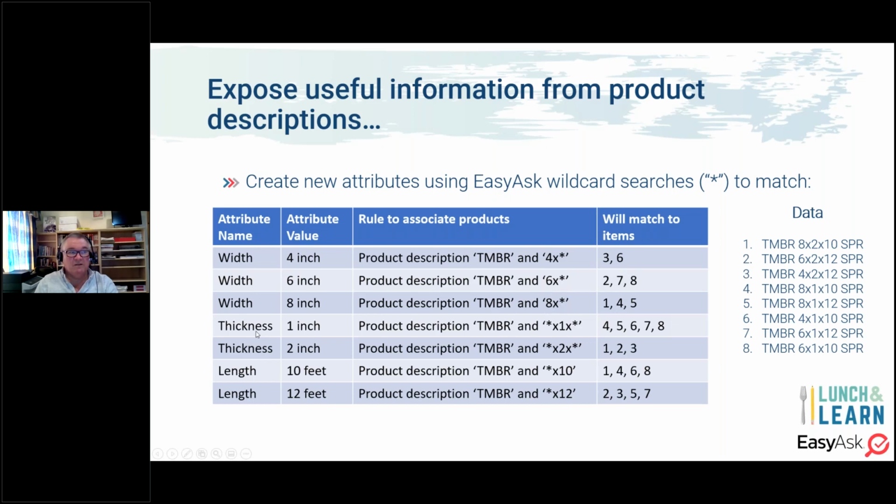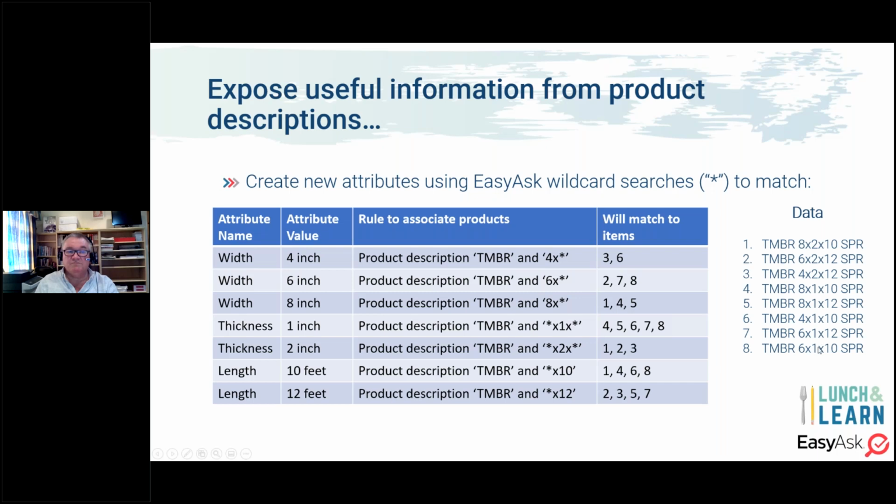The thickness is a little bit more complicated because thickness is in the middle. And so we had to put a wildcard at the beginning and the end. So here we're saying the 1 inch thick products are those that contain the word TMBR and contain a word that has some characters followed by X1X followed by some more characters. And so that is going to match to products 4, 5, 6, 7, and 8.